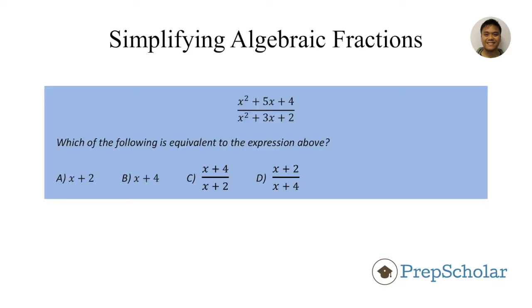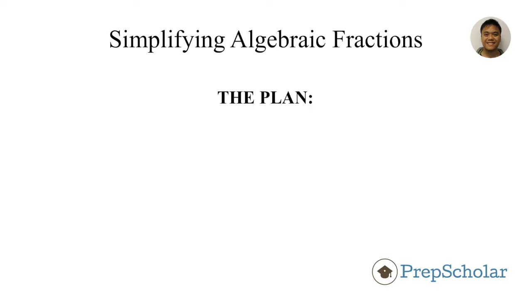x squared plus 5x plus 4 over x squared plus 3x plus 2. We're given that expression, and the question asks, which of the following is equivalent to the expression above? And then we get a bunch of answers with x's in them. So what's the plan in order to solve this problem?